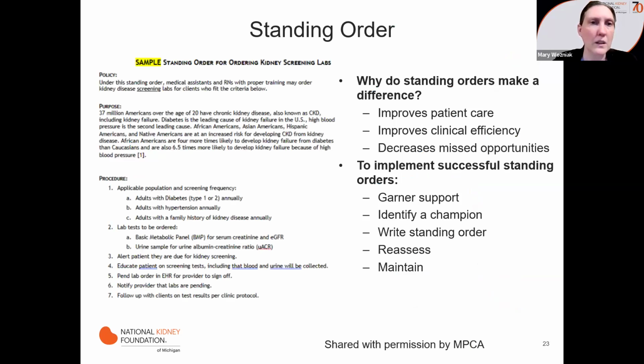This is a standing order policy, again created by MPCA, that allows other team members to go ahead and order, in certain situations, some specific testing to be done. It really can help with improving patient care, efficiency, and decreasing missed opportunities. To implement this, it helps to identify a champion, garner support from the whole healthcare team in creating this standing order policy, and reassess to make sure that it is working well for the team.